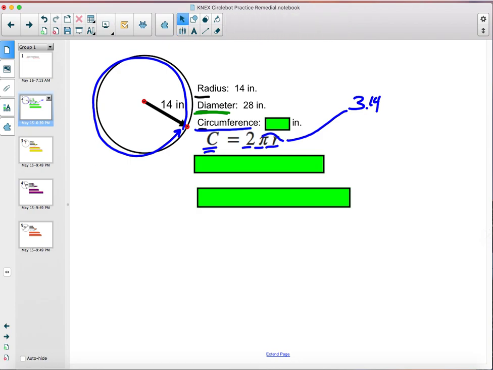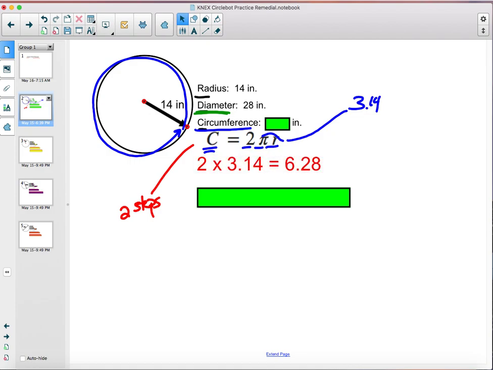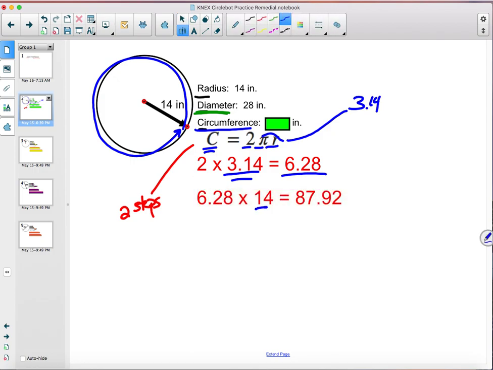So this is actually going to involve 2 steps in order to find it. Sometimes you'll have to estimate and round to get your answer. So the first step is to take 2 and multiply it by pi, 3.14, which gives us 6.28. Then we take the 6.28 and multiply it by 14, which is the radius, and we get 87.92 inches as the circumference.